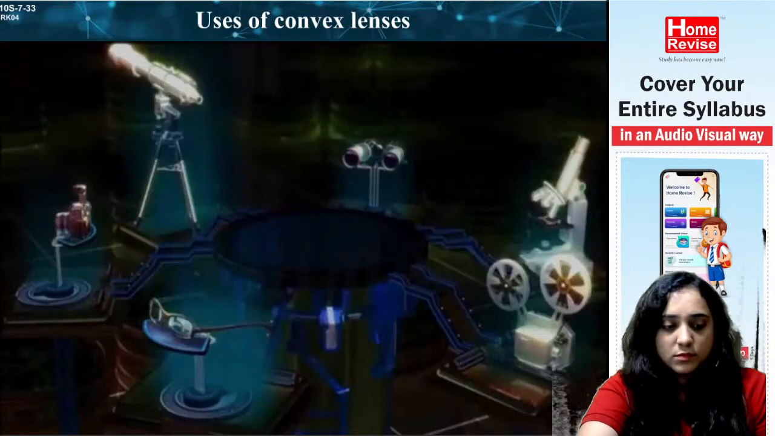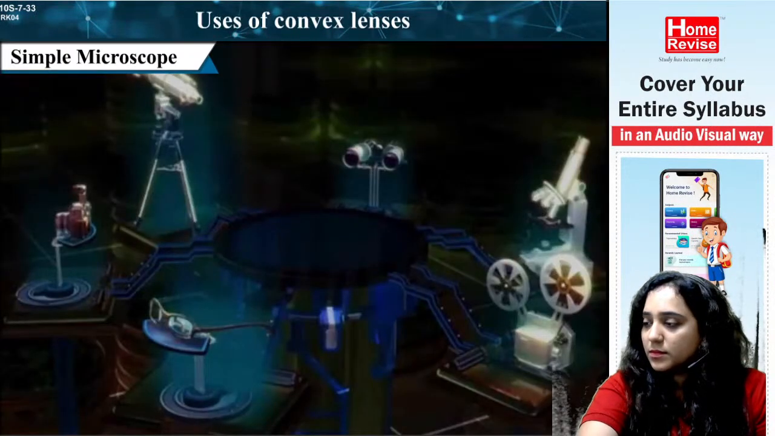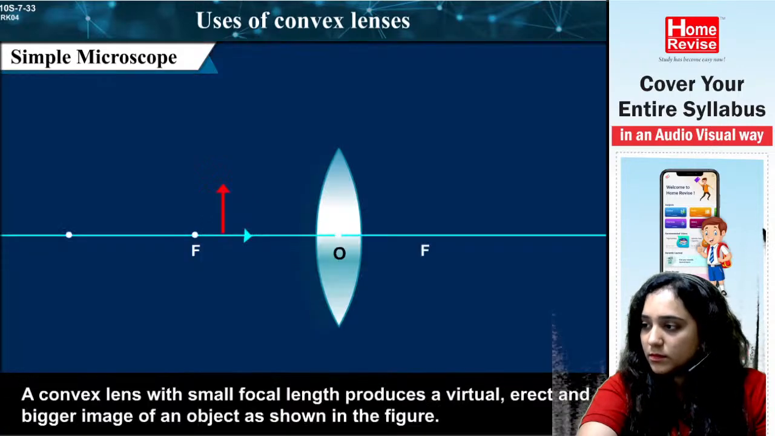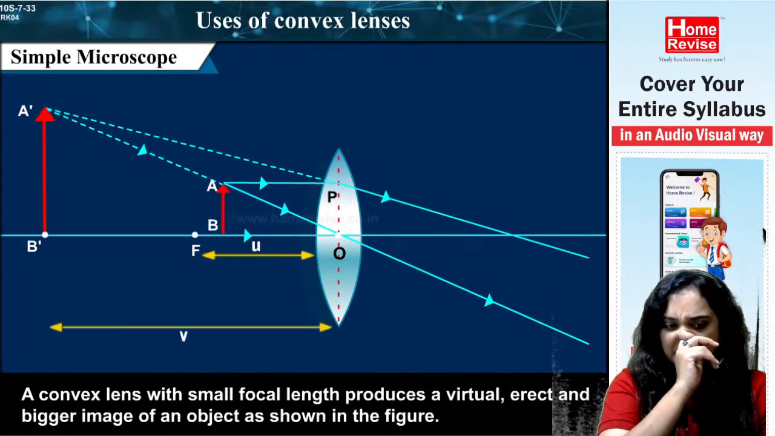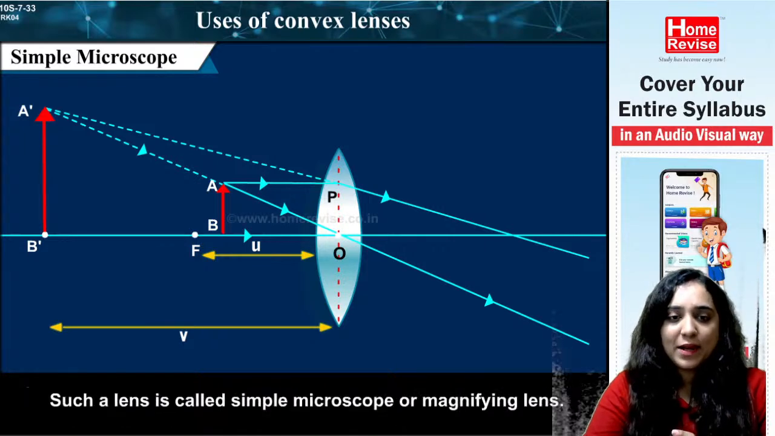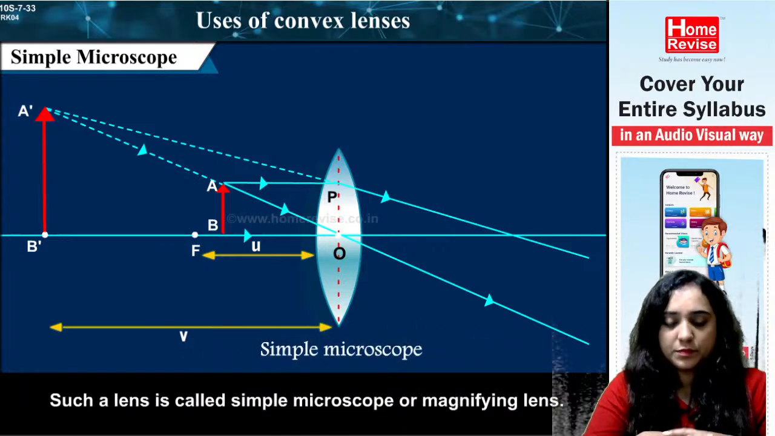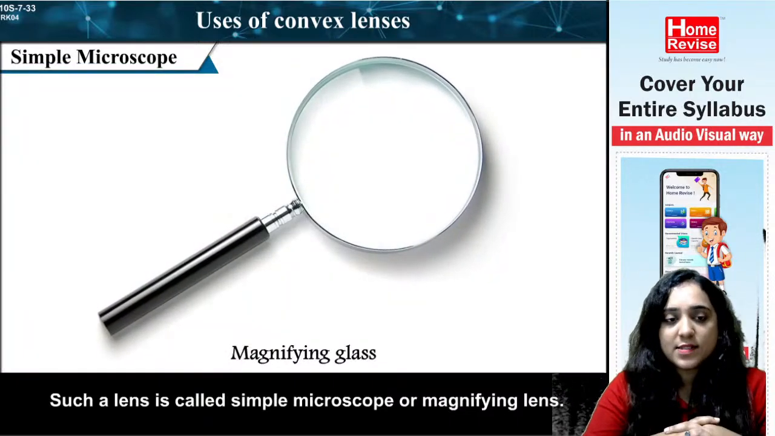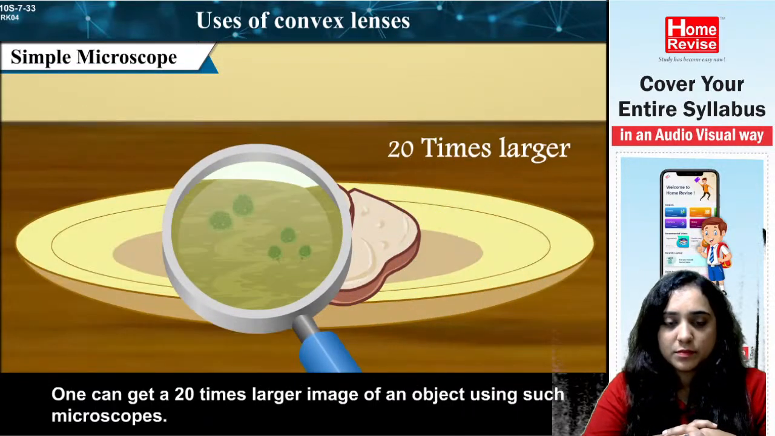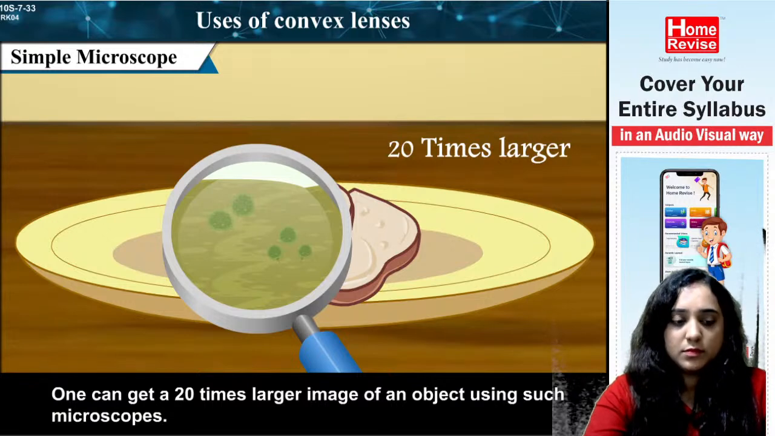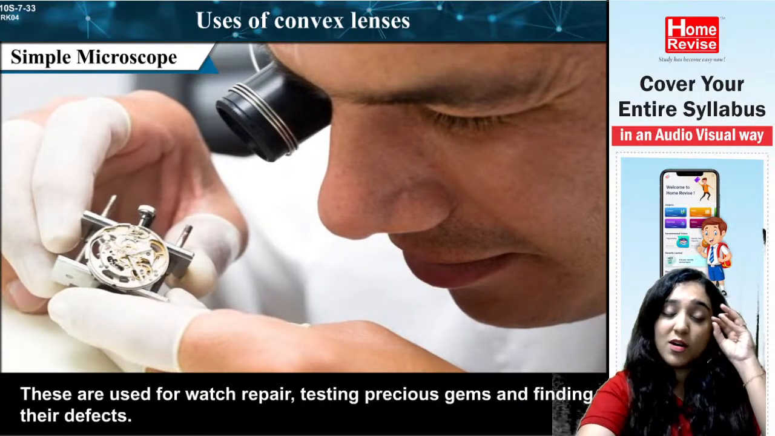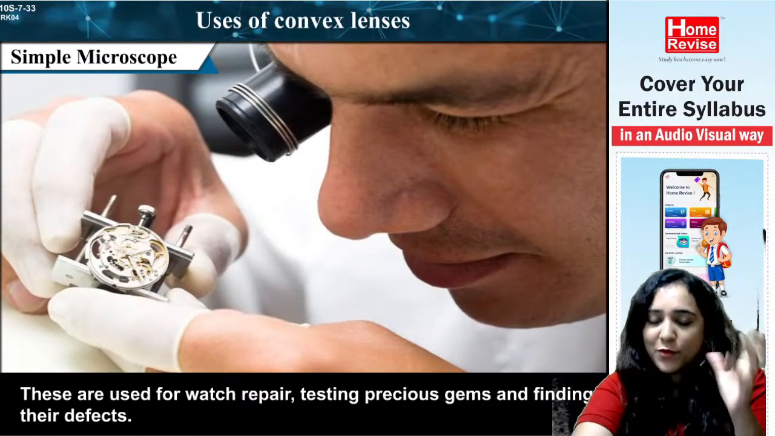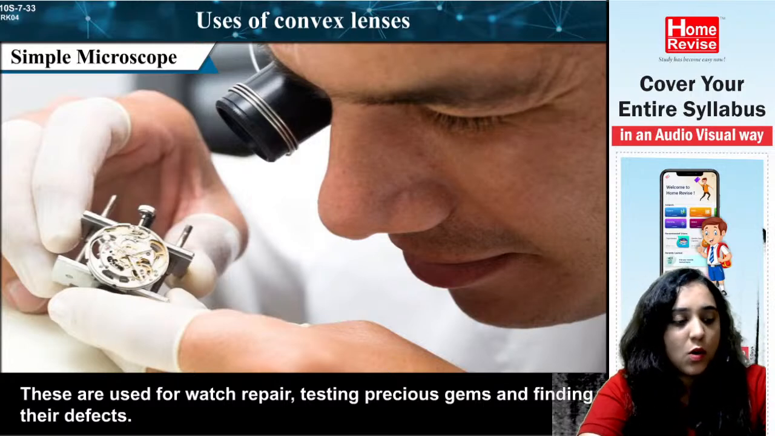Uses of convex lenses. A. Simple microscope. A convex lens with small focal length produces a virtual, erect and bigger image of an object as shown in the figure. Such a lens is called a simple microscope or magnifying lens. One can get a 20 times larger image of an object using such microscopes. These are used for watch repair. So for focusing on any small part, at that time we use the convex lenses.